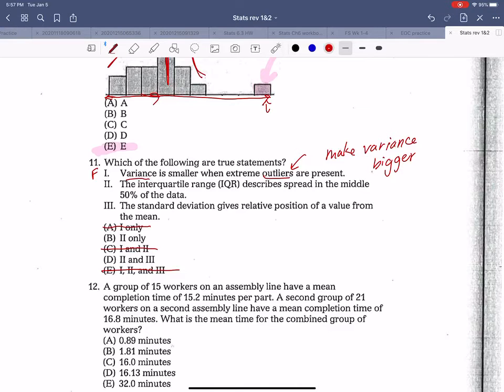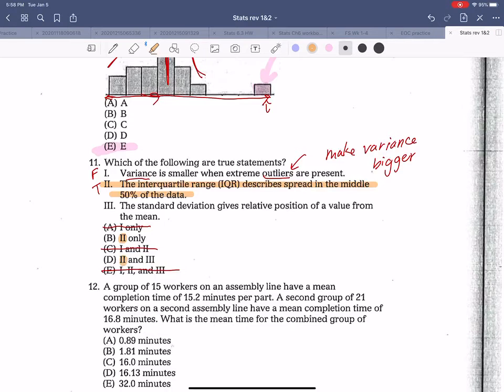The interquartile range, IQR, describes the spread of the middle 50% of the data. This is the definition of interquartile range. So I like 2. Now I have to decide on 3.